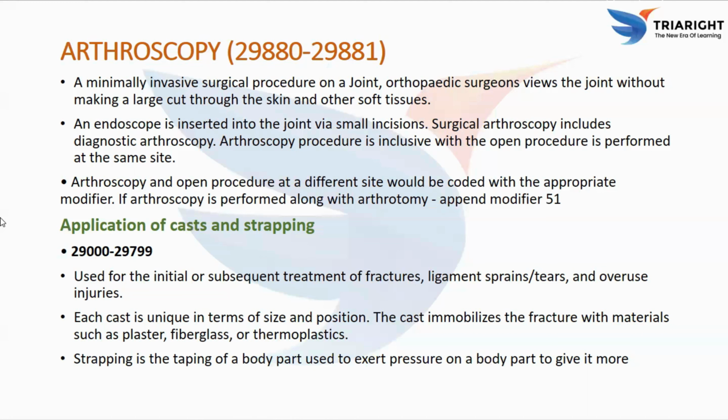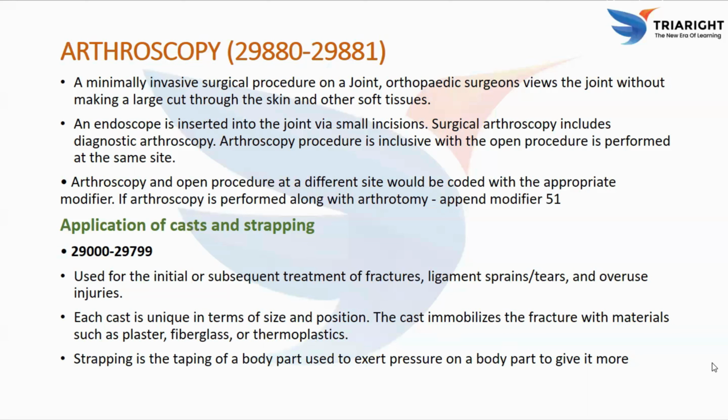The CPT code range is 29,000 to 29,799. What are these codes used for? They are used for the initial or subsequent treatment of fractures, ligament sprains or tears and overuse injuries. These codes describe the application and not the fracture repair itself, that is, how the application is done.